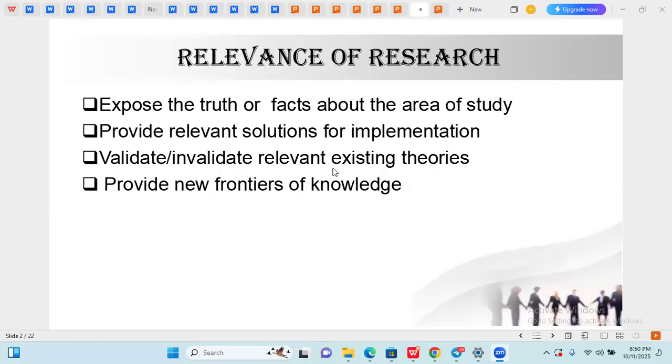All right. So, relevance of research. Expose the truth or fact about the area of study. Provide relevant solution for implementation. Validate and invalidate relevant existing theories. Provide new frontiers of knowledge. We must put this in our mind as we are embarking on our research.